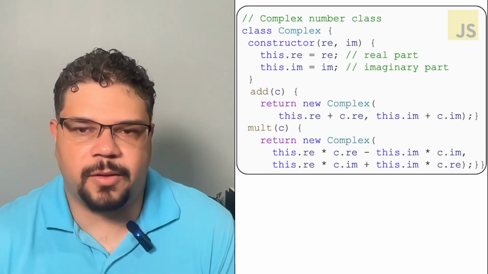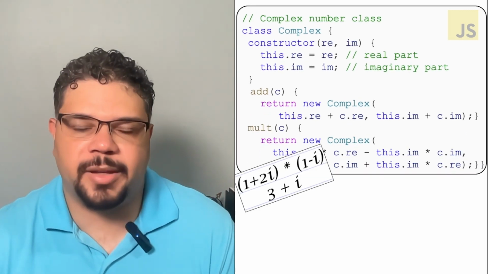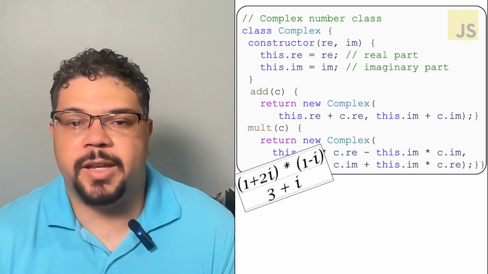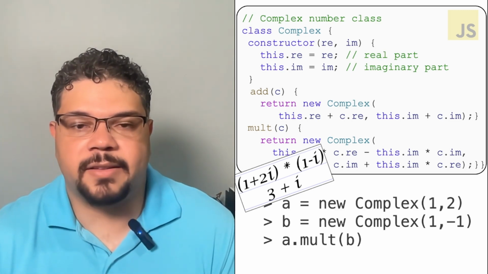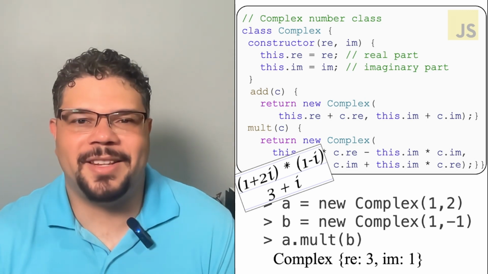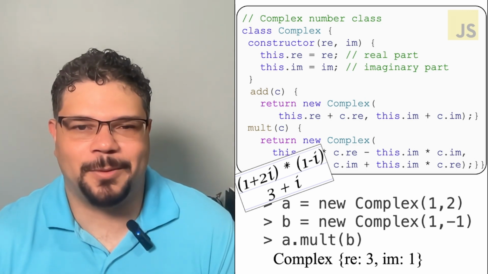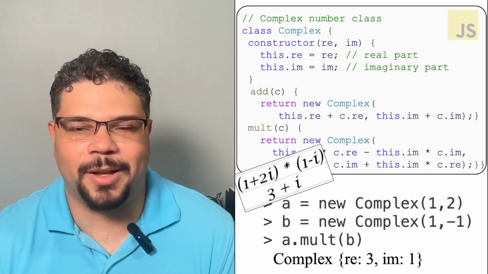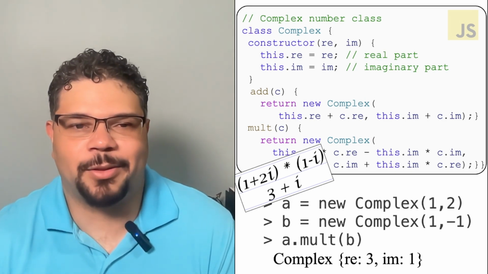Let's compact the code a little bit and use it to verify the multiplication we did by hand. We can define a and b as the two complex numbers and multiply them with our code. And we can see that the result is a complex number with the real part of 3 and an imaginary part of 1, matching our result by hand of 3 plus i.